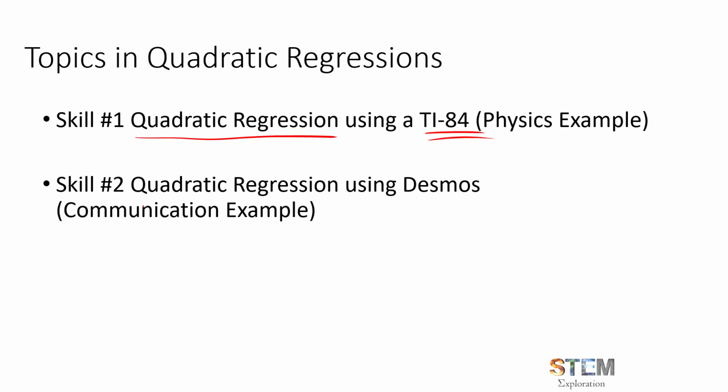Now, if you're using a TI-84, just continue to skill 1. Take notes about how to use the technology to do a quadratic regression as you're watching the video, and then let the video continue on to skill 2 with the second example, and try to solve it and go along accordingly. So with that said, let's get started here.